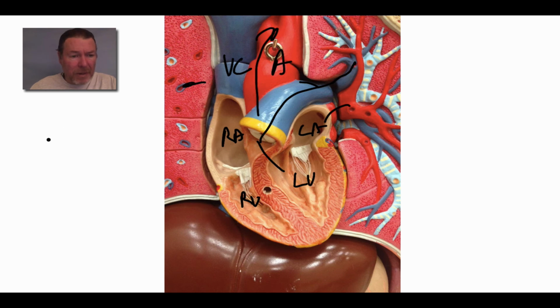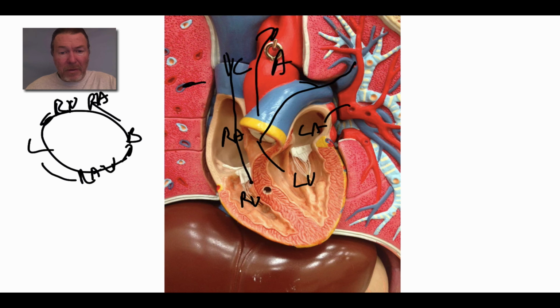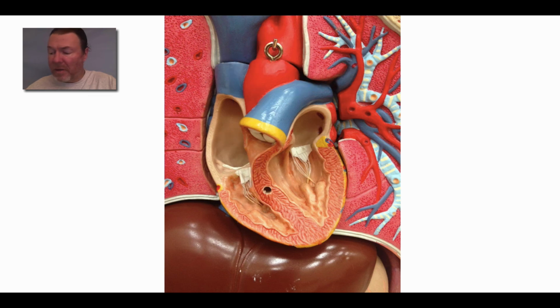Remember, it's that circle. You've got the body, right atrium, right ventricle, lungs, left atrium, left ventricle, and then back to the body. It's just that circle. That's what this is. It comes from the body, goes here, goes up to the lungs, comes down here, goes up there and back there. I'll show it to you without all the scribbles on there.